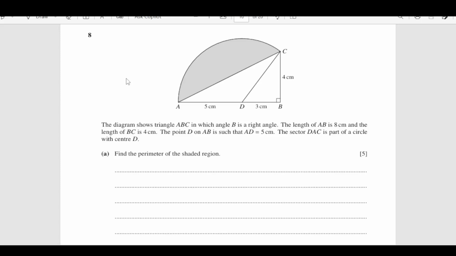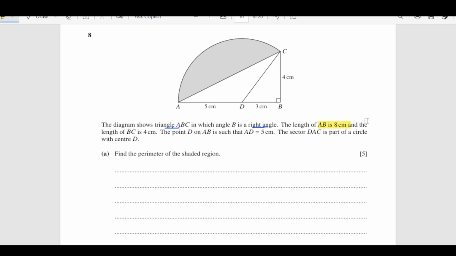Question number 8. The diagram shows the triangle ABC, which has angle B here, which is a right angle. The length of AB is 8. You can see this length of AB is 8.